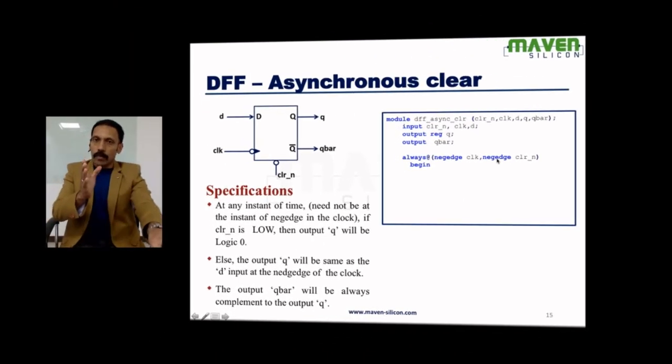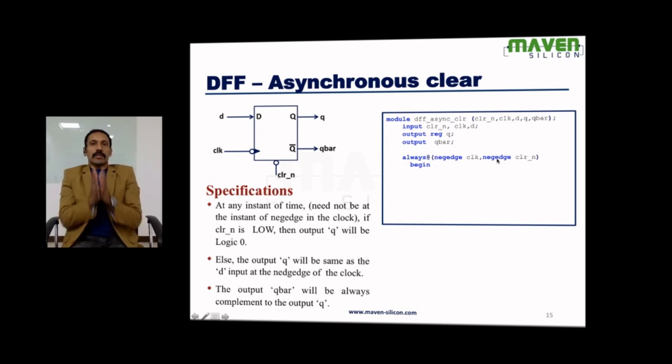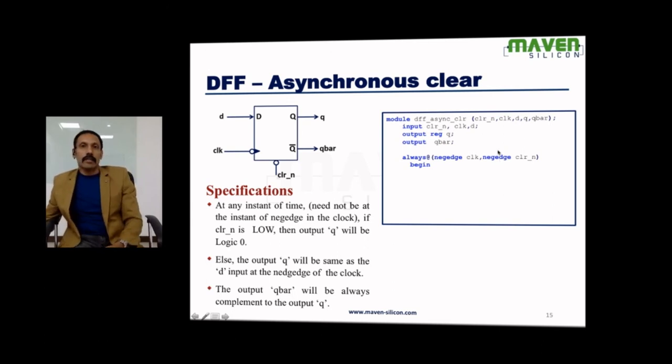Now, there is one important point. You say negedge clear, but that doesn't mean that the clear is going to be edge sensitive. You take any flip-flop, only clock is edge sensitive and remaining signals will be level sensitive. Whether it's reset or clear, everything is going to be level sensitive. But in Verilog, the syntax looks like this. But you have to remember this. Negedge doesn't mean that the clear will be edge sensitive.